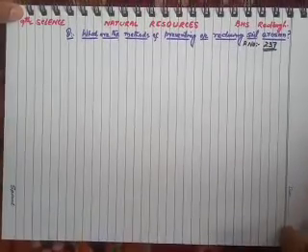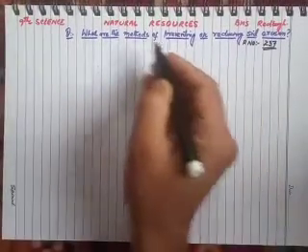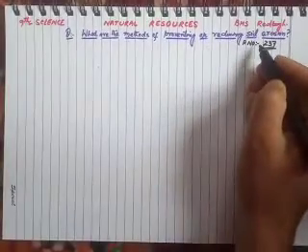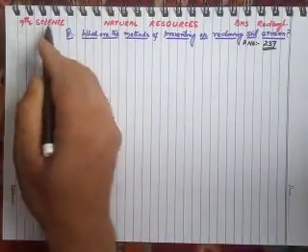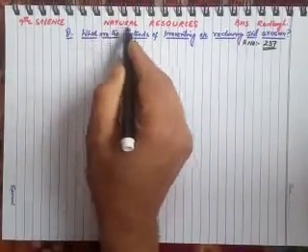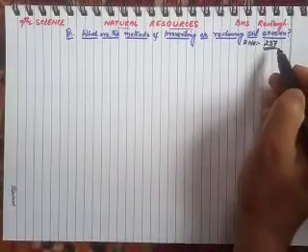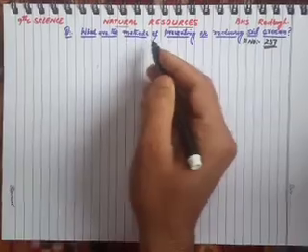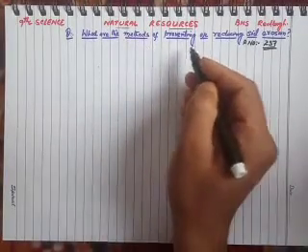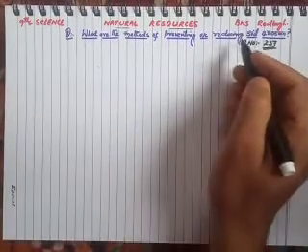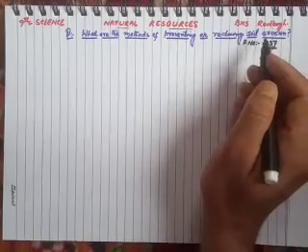Dear students, today let us discuss the last question of your textbook 9th Science, and the unit is Natural Resources at page number 237. Dear students, the question says, what are the methods of preventing or reducing soil erosion?